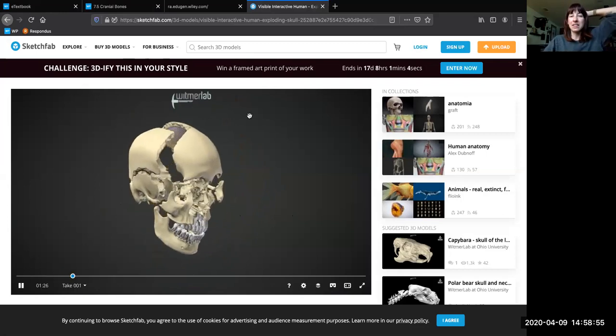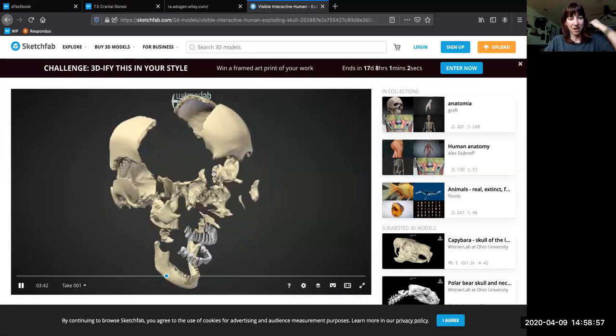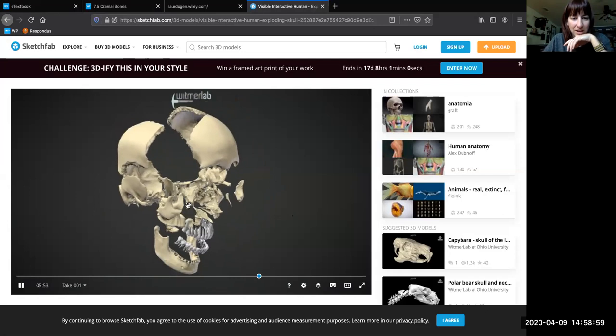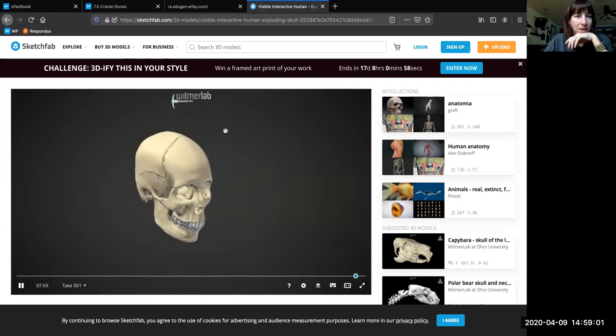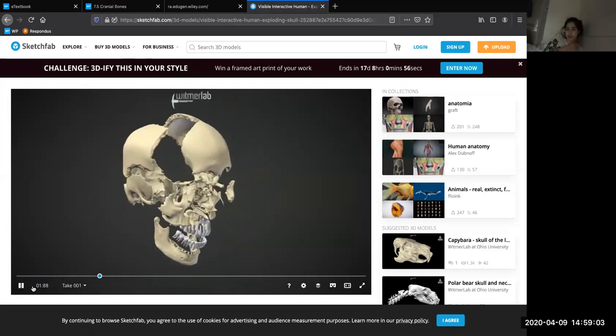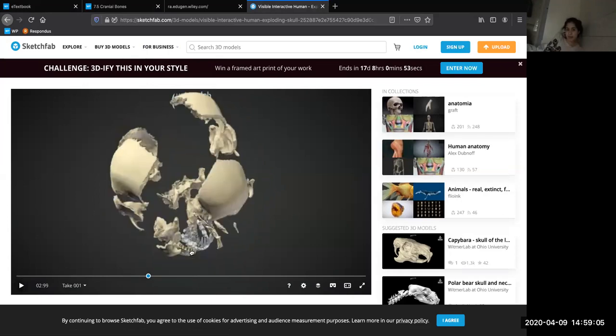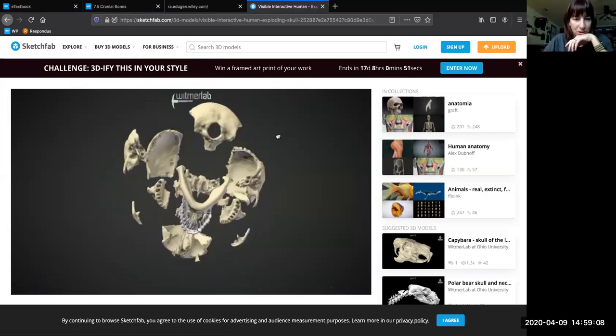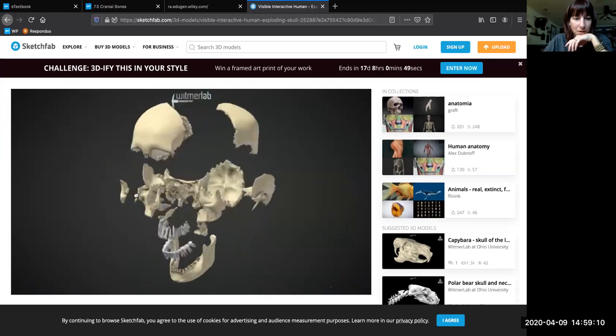So I will link this, or I'll post this link on Canvas as well, because that is exactly what I was looking for. Yeah, you can also pause it too, so you can see from the inside and move it around. That's really nifty. Yep, that's what I'm talking about right there.